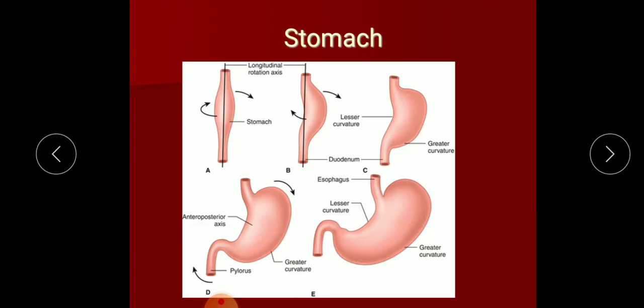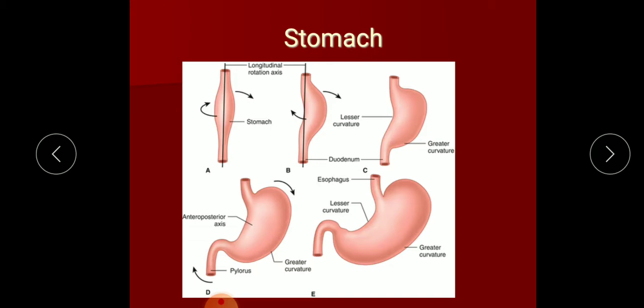So what is that first rotation? Rotation in the longitudinal axis, 90-degree clockwise rotation. As a result of it, the dorsal border becomes the greater curvature. Then you find the ventral border becomes the lesser curvature, and the left surface now becomes the anterior surface, thus making the left vagus supply the anterior surface. So that is the first rotation in the longitudinal axis.